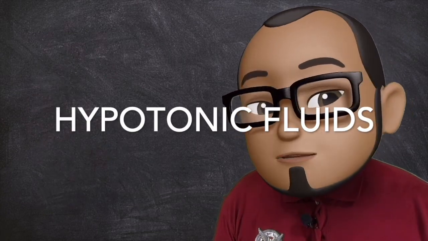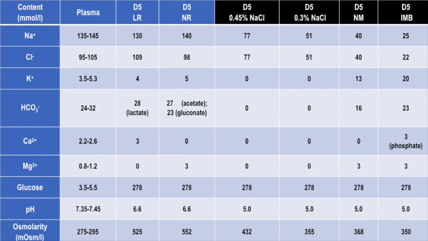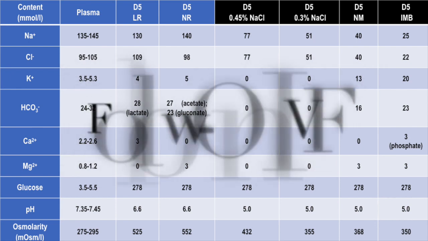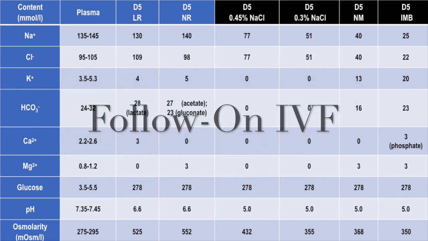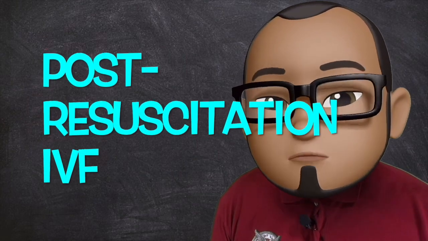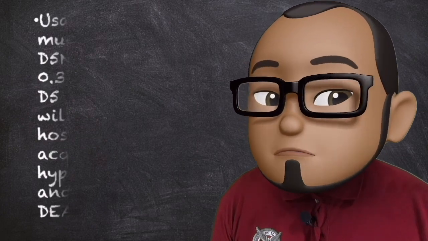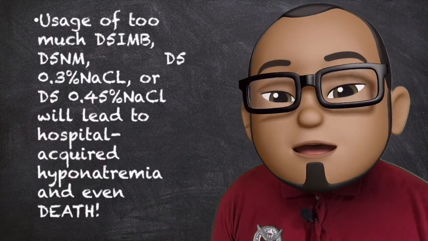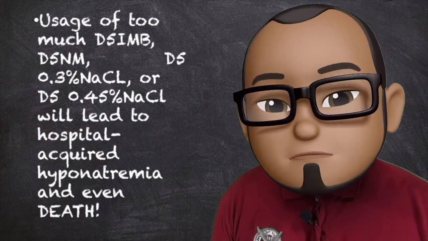While your hypotonic solutions like your D5.45, D5.3, D5NM, and D5IMB are all for rehydration. They have been historically described as the maintenance IV fluid of choice. However, FDA describes them as a follow-on fluid after boluses with isotonic solutions. Therefore, they are post-resuscitative fluids. And if given too much, will lead to iatrogenic catastrophic hyponatremia.